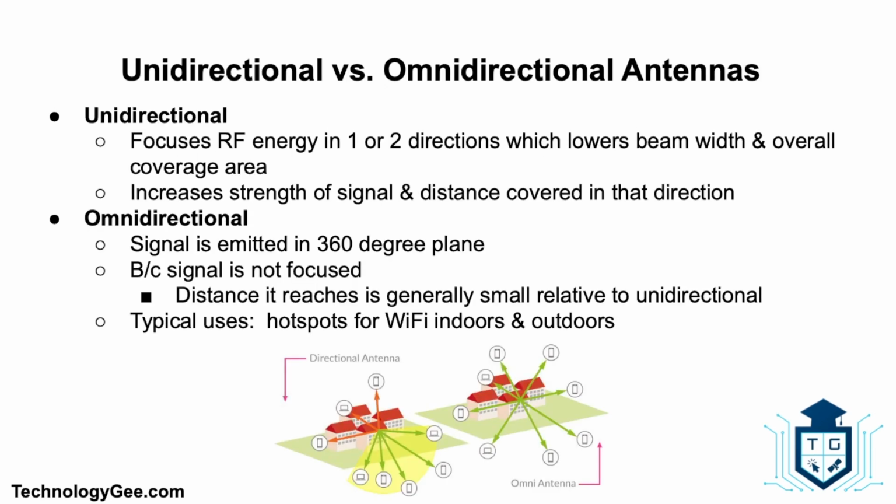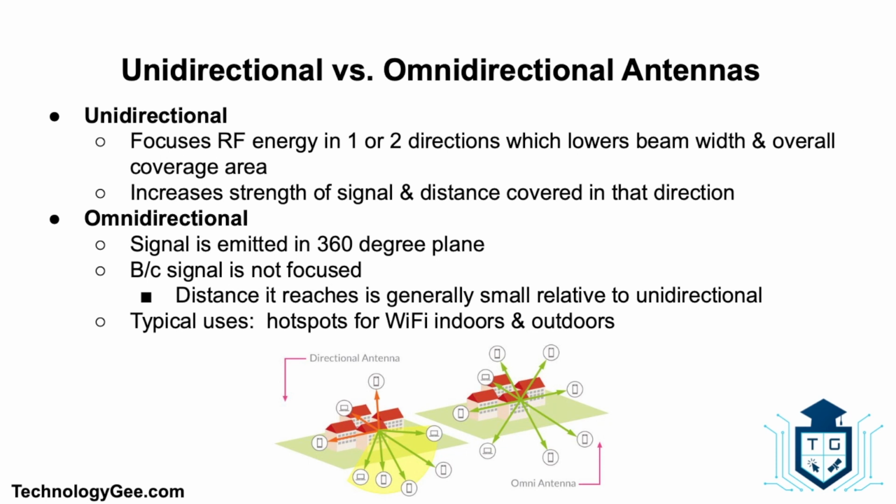Next, let's talk about unidirectional and omnidirectional antennas. So unidirectional antennas focus radio frequency energy in 1 or 2 directions, which lowers the beam width and overall area covered, but increases the strength of the signal and distance covered in that direction.